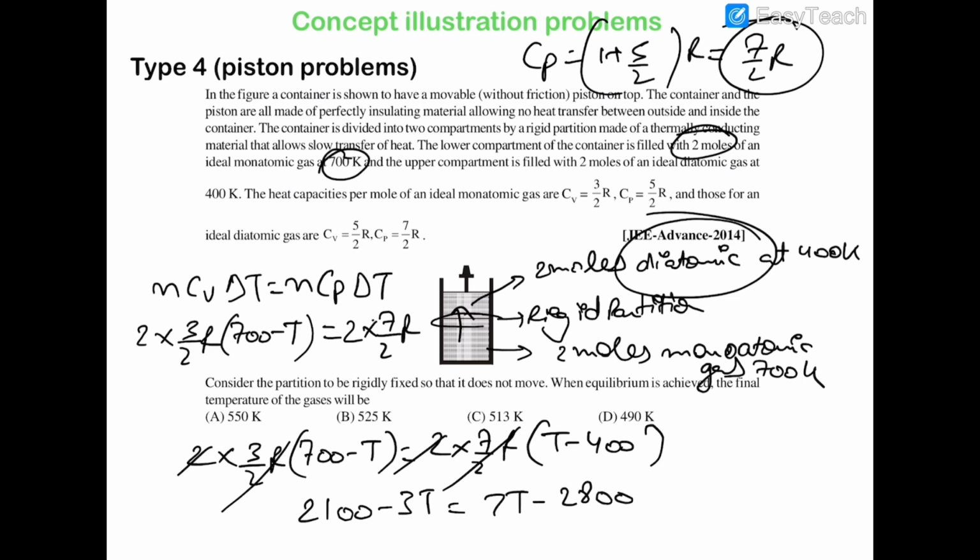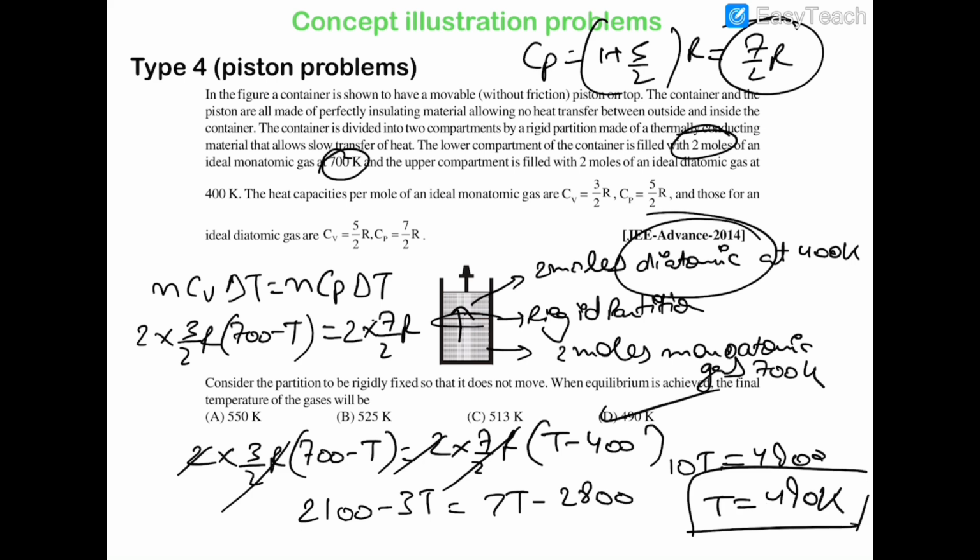So cancelling out, this is 2100 minus 3T will be equal to 7T minus 2800. So 10T will be equal to 2100 plus 2800, so it would be 4900 and T will be equal to 490 kelvins. So the correct answer will be option D.